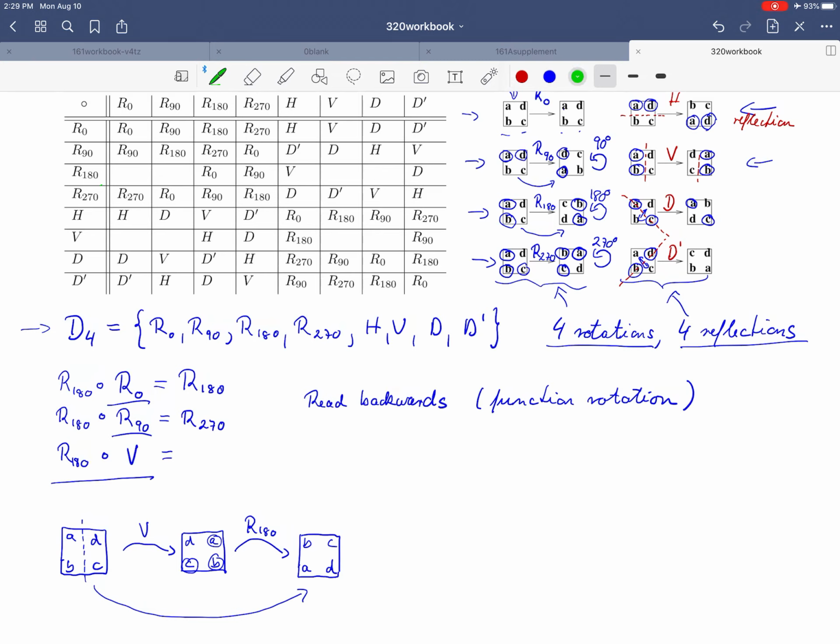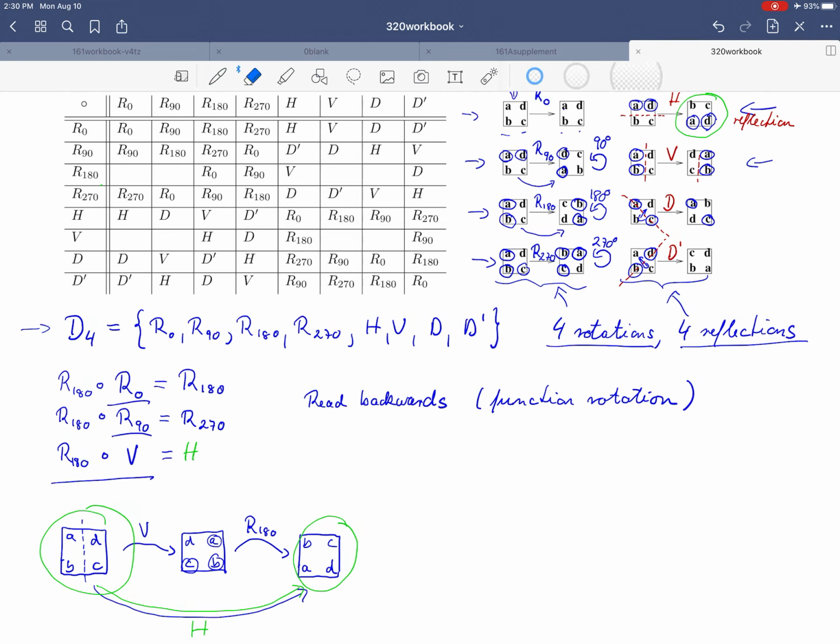Let's go up here and see if we can find it. So B, A, D, C is right here. Apparently, first doing a vertical flip and letting that be followed by a 180-degree rotation is the same thing as just having one horizontal reflection. We could also have taken our original square with the original labeling, done a horizontal reflection, and come up with our end result. So that means that R180 circle V is the same thing as just our horizontal reflection.